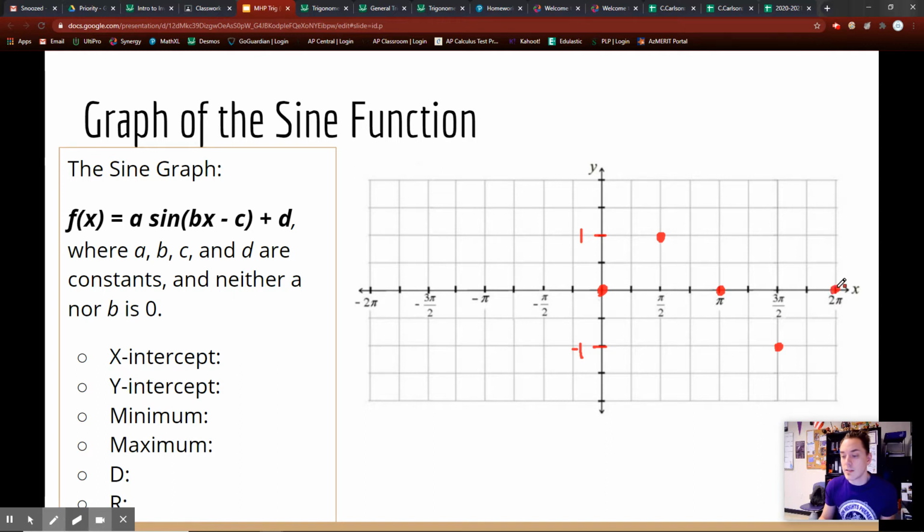Now, what do you notice? What you notice is it kind of looks weird. This is our sine graph, and I'll try to do the best I possibly can, but this is what it's going to look like.